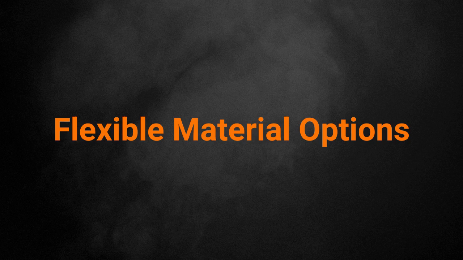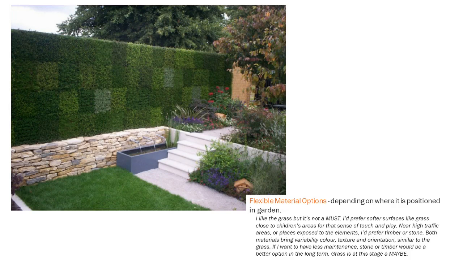Flexible material options. As I said, I like the grass, but it's not a must. I'd prefer softer surfaces like grass if they were close to children's areas for that sense of touch and play. Near higher traffic areas or places that are exposed to high winds, rain or sun, I'd prefer timber or stone as they'll probably fare better with extremes.